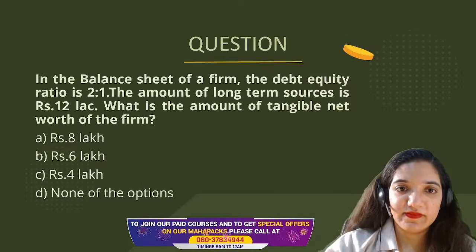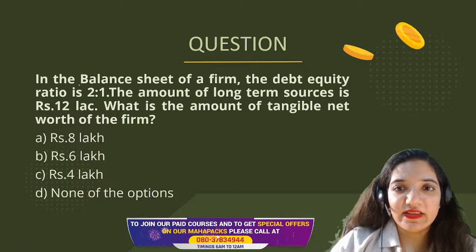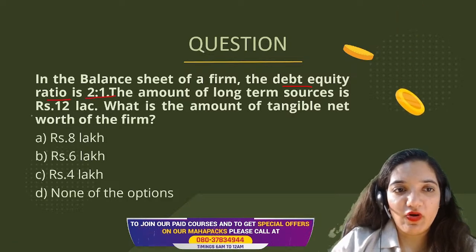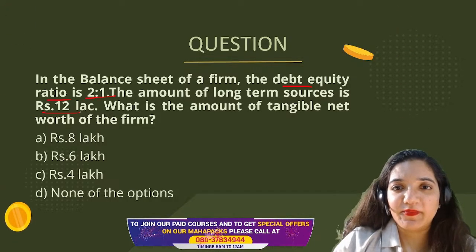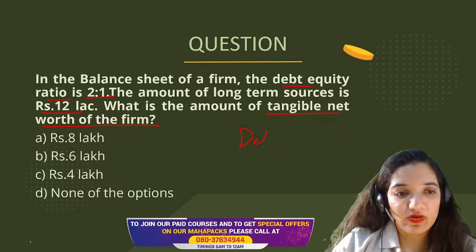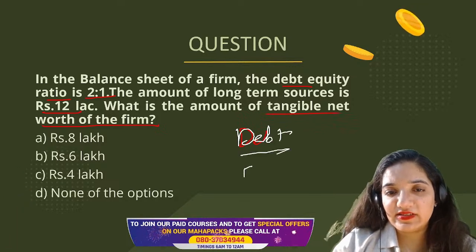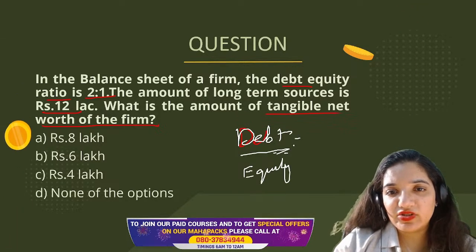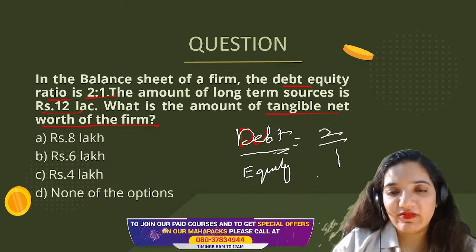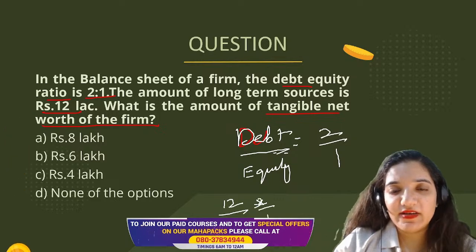First, here comes the first question. Everyone, what would be the answer? In this balance sheet, the debt equity ratio is 2:1. The amount of long-term sources is 12 lakh, and they're asking what is the amount of tangible net worth of the firm. One thing is called debt, and this is called equity. The ratio is 2:1, and we have got that the debt part is 12 lakhs. So can I say 12 divided by equity is equal to 2 upon 1?